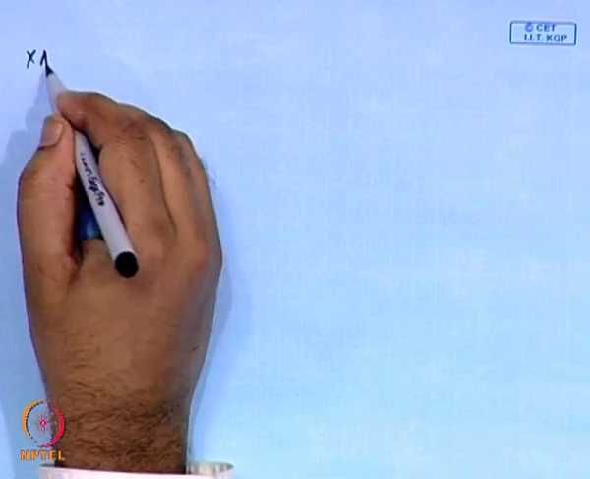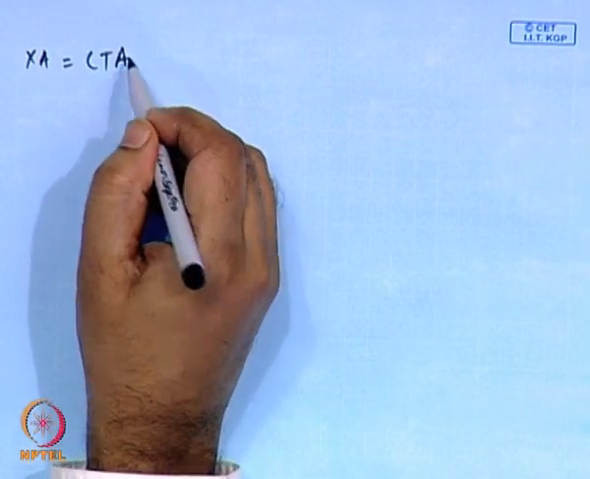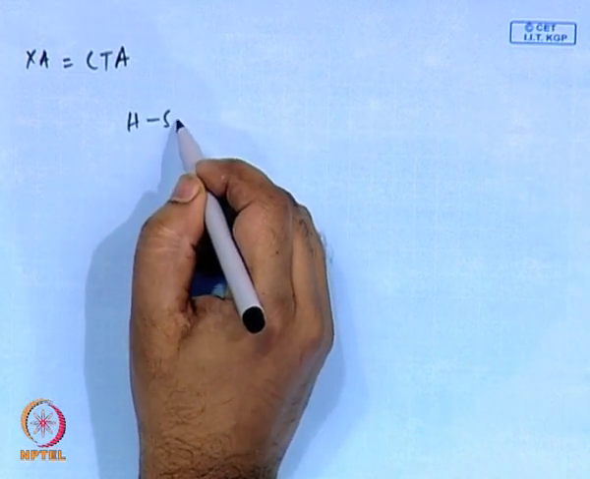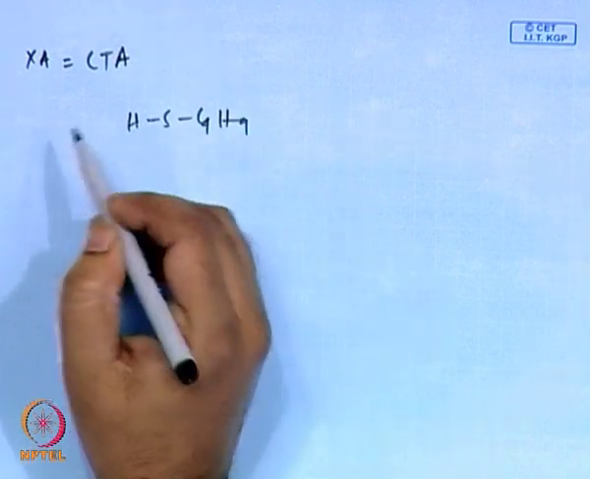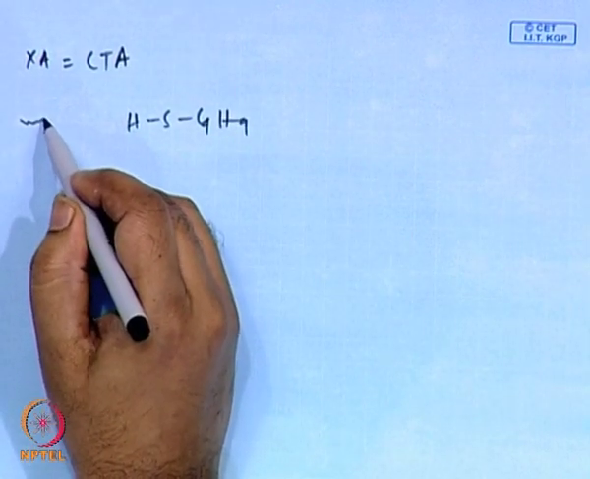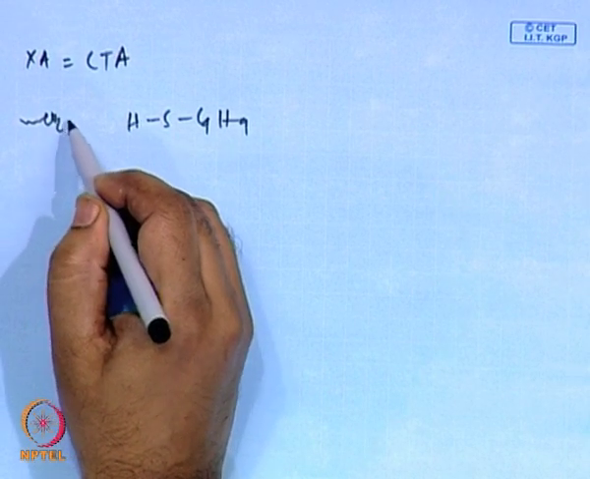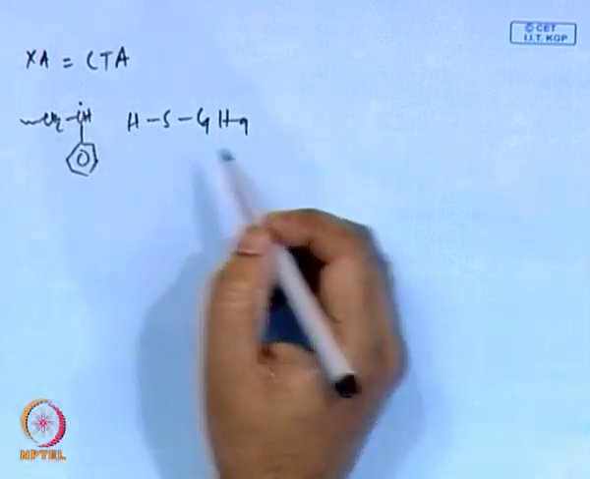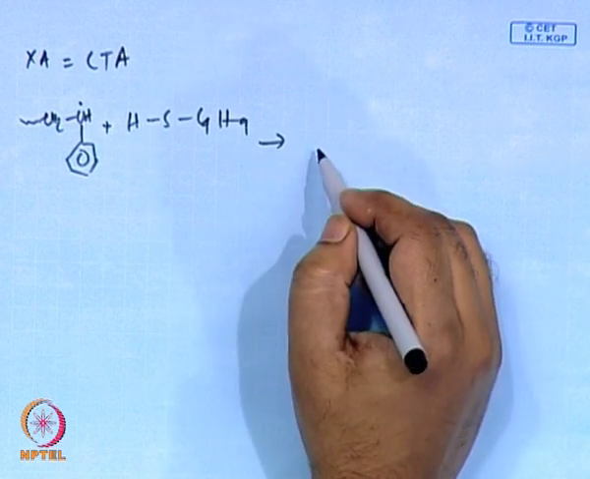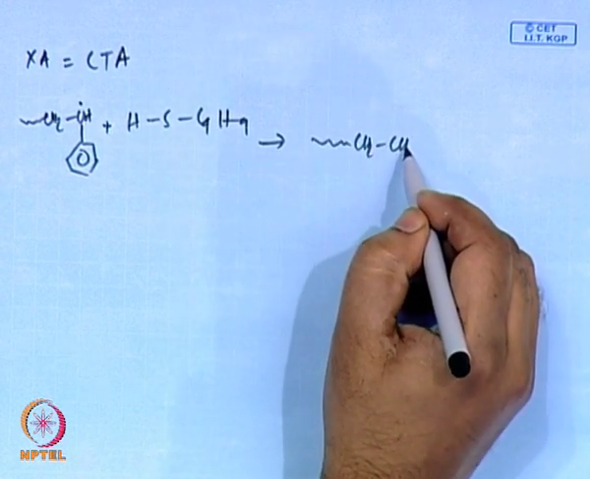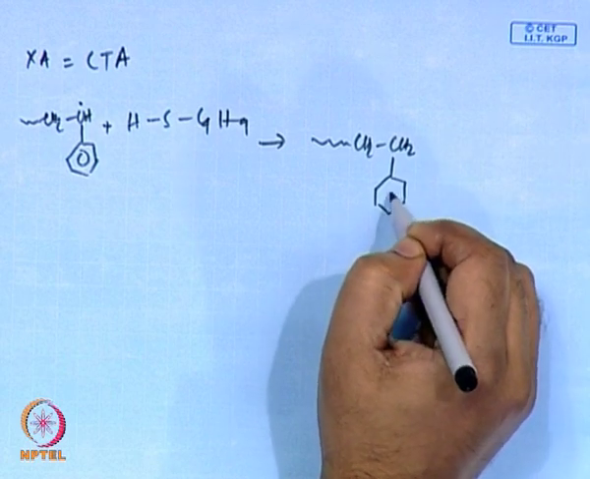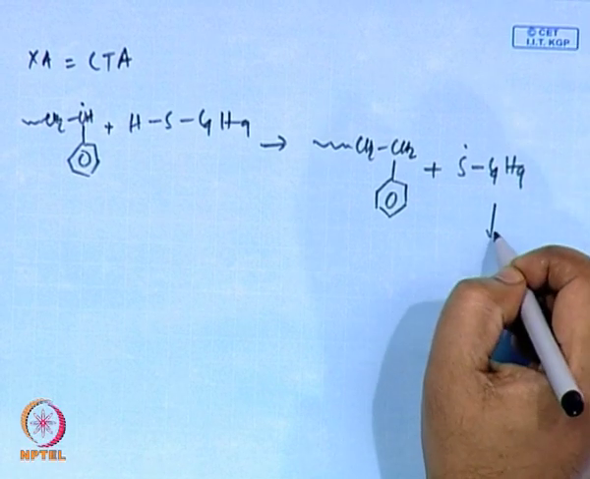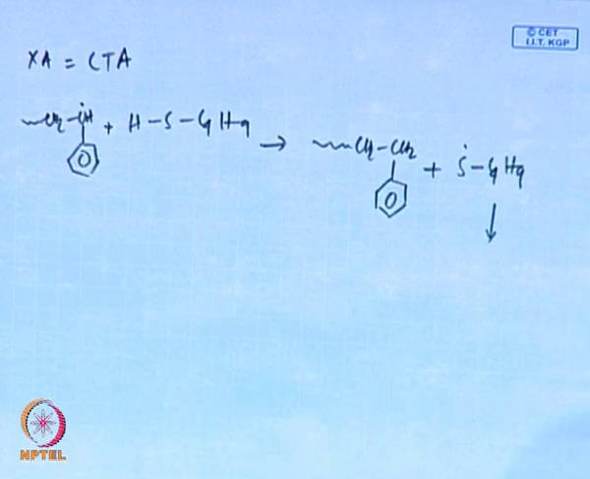Examples of deliberately added chain transfer agent is like HAsC4H9. If we are considering a reaction with styrene, again this can initiate a further chain.